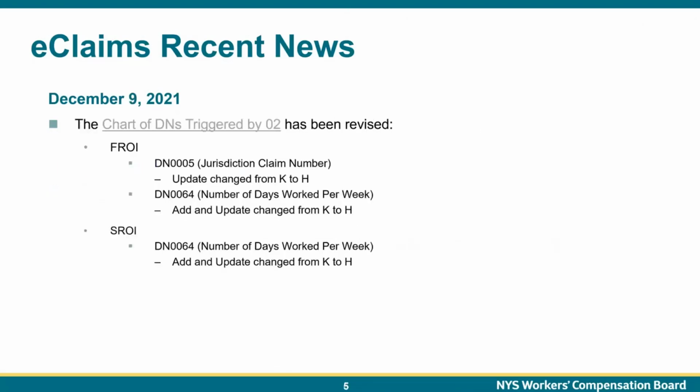Also in recent news, the chart of DNs triggered by an O2 has been revised. On the FROI, the jurisdiction claim number and the number of days worked per week were both changed from K to H. On the SHROI, the number of days worked per week was revised from K to H.